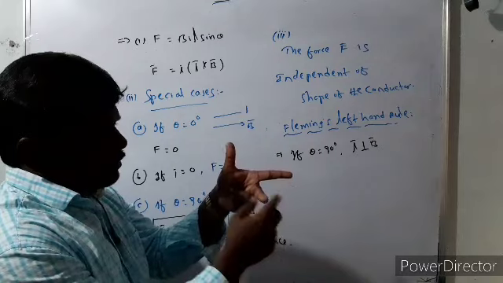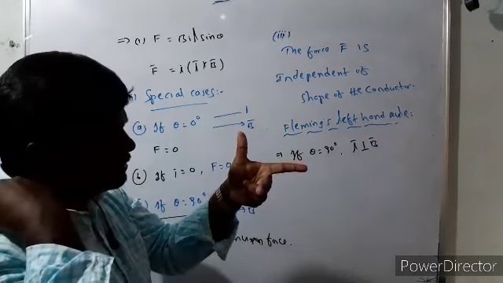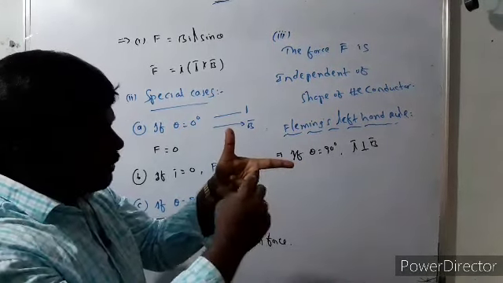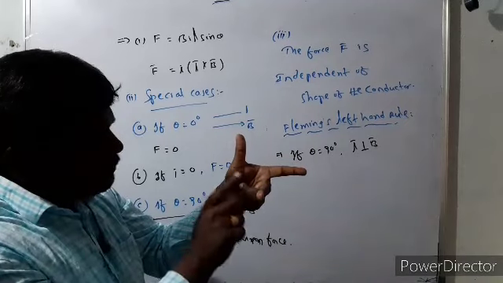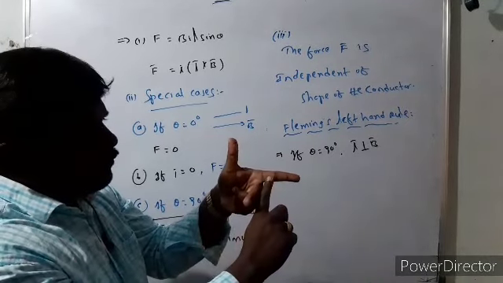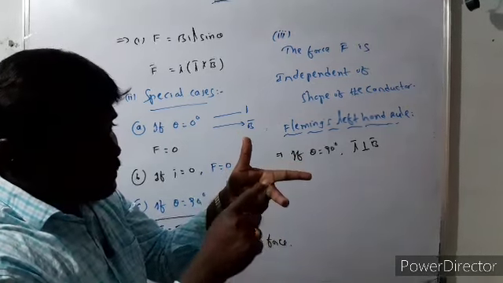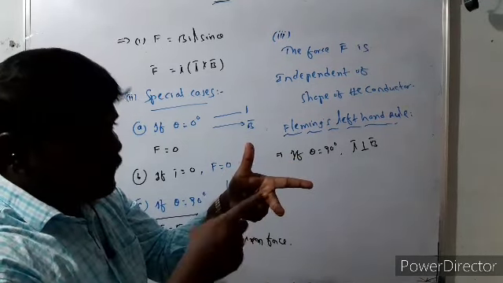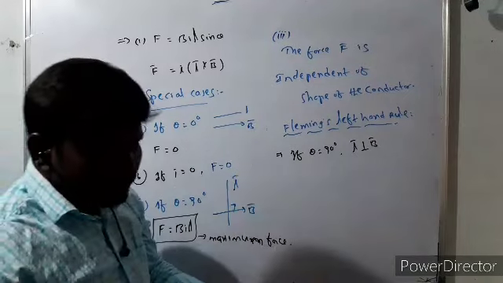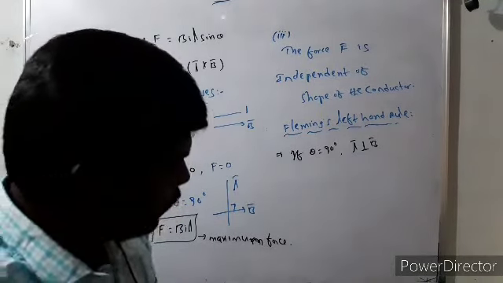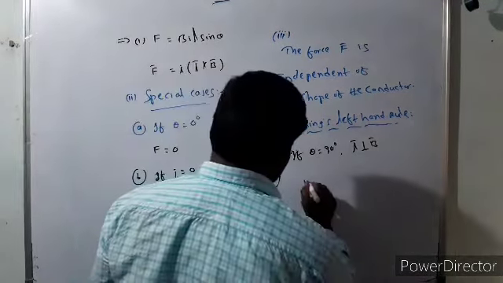If we stretch these three fingers like this, forefinger, middle finger, thumb mutually perpendicular to each other, the forefinger gives the direction of the magnetic field, the middle finger gives the direction of current in the conductor, and the thumb gives the direction of the force. Now, for example, you see.